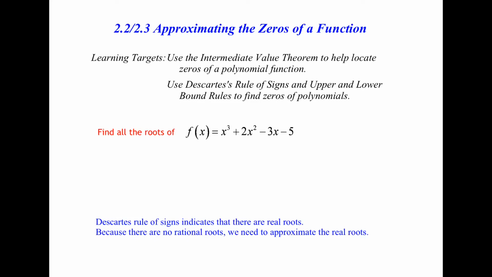This is section 2.2 and 2.3 where we're going to approximate the zeros of a function using the intermediate value theorem and also the upper and lower bounds to help find the zeros of all polynomials. So if I give you this problem right here, find all roots of the function f of x equals x cubed plus 2x squared minus 3x minus 5.